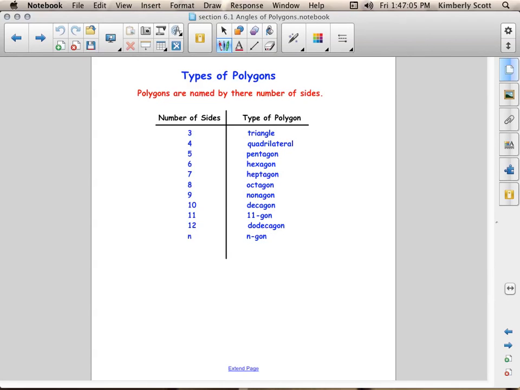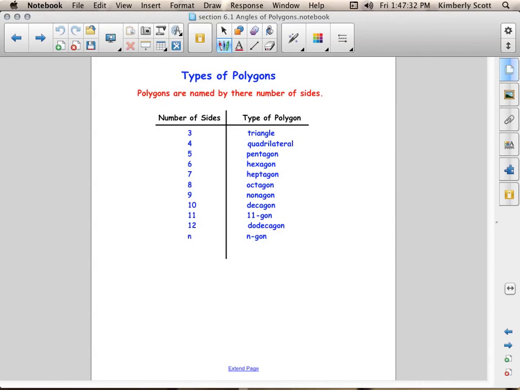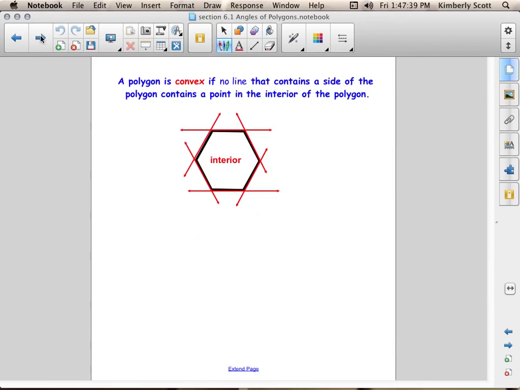And then I want you to notice what happens after we get past 10. You can start calling them just by the number of sides. An 11-gon would be a polygon that has 11 sides. And you can see the generalized form of this right here. An n-gon is a polygon that has an n number of sides. A dodecagon for 12 sides is there. It has some special properties to it, but you don't really need to know about that. Okay, let's see what's next.